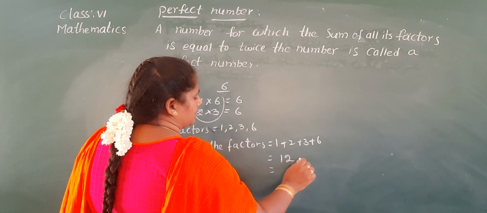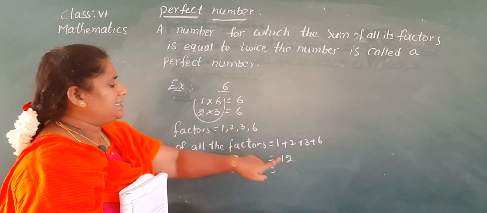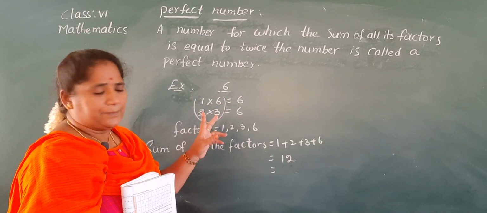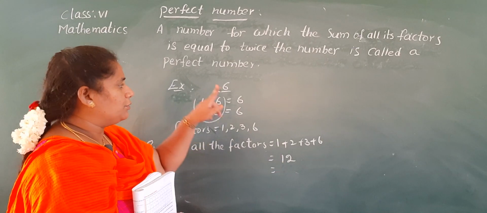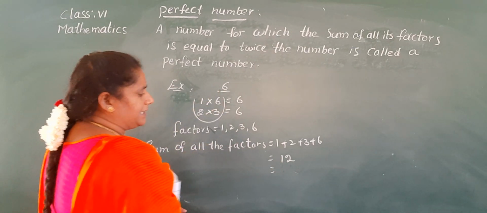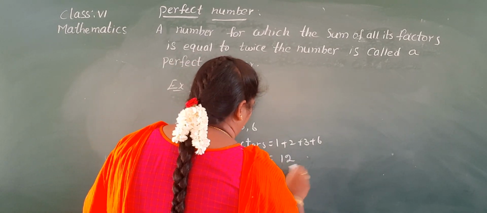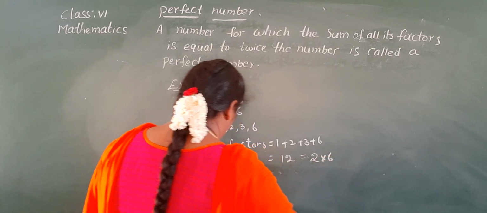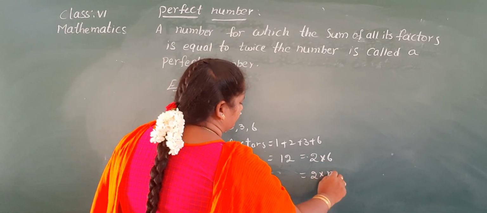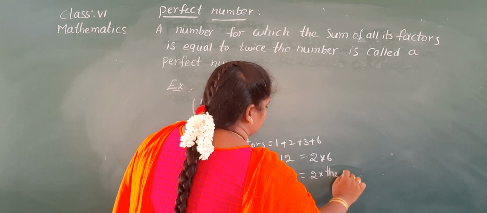as 2 into 6. See, this is the number. This is equal to twice the number, no? Twice means you should multiply by 2. So the 12 is equal to twice the number. 2 6s are 12. So we can write the 12 as 2 into 6. That means 2 into the number.